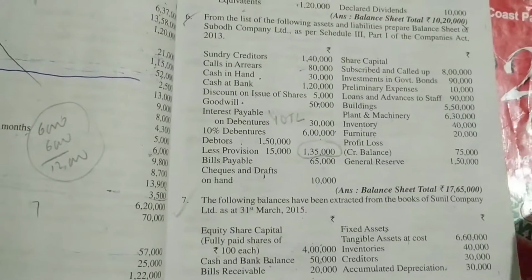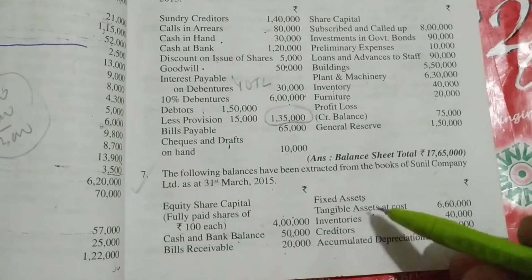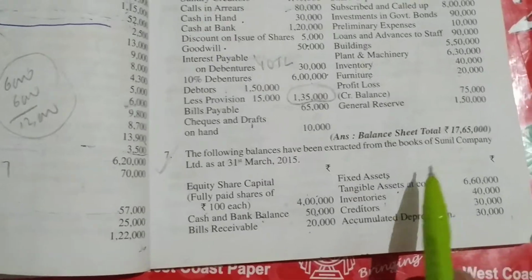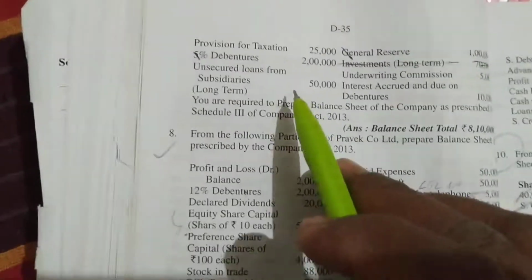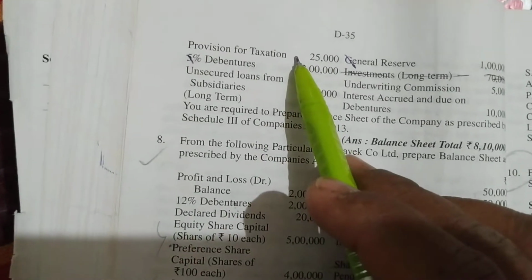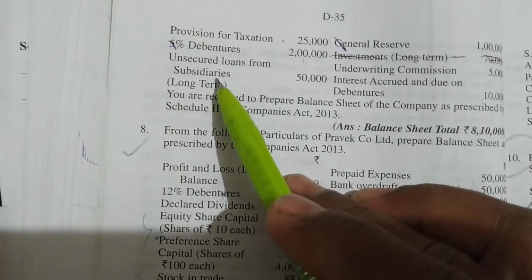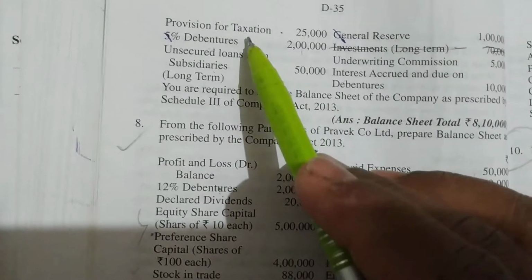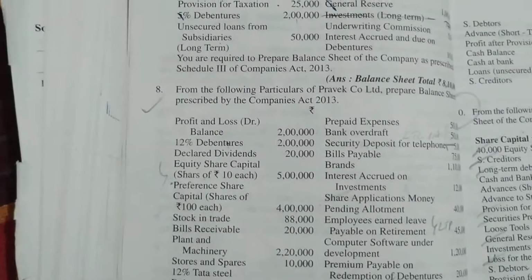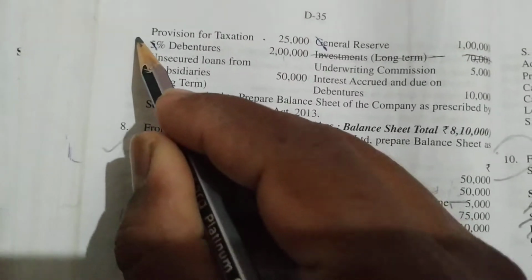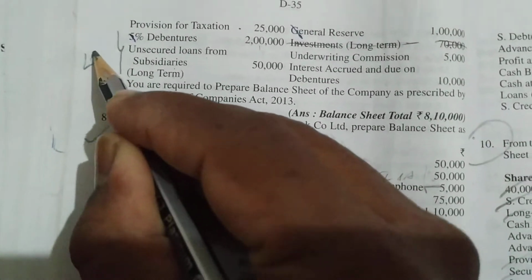Okay. Next, we know inventories we have to write under current assets. Creditors also you have to write under current liabilities as trade payables. Right. Next we are having provision for taxation. This we have to show under short-term provisions. Okay. Next, debentures is 2 lakhs, and unsecured loan from subsidiaries, long term. So these both, 5% debentures and unsecured loan from subsidiaries, are long term borrowings.